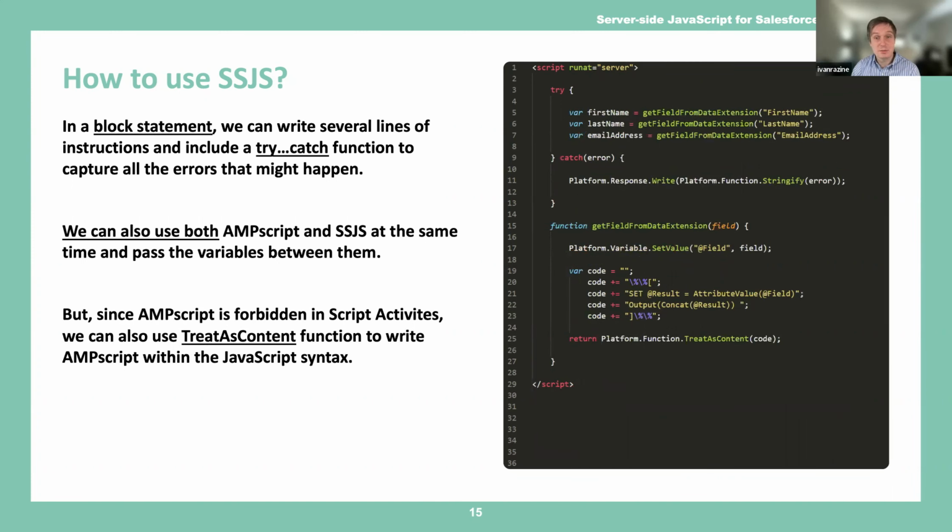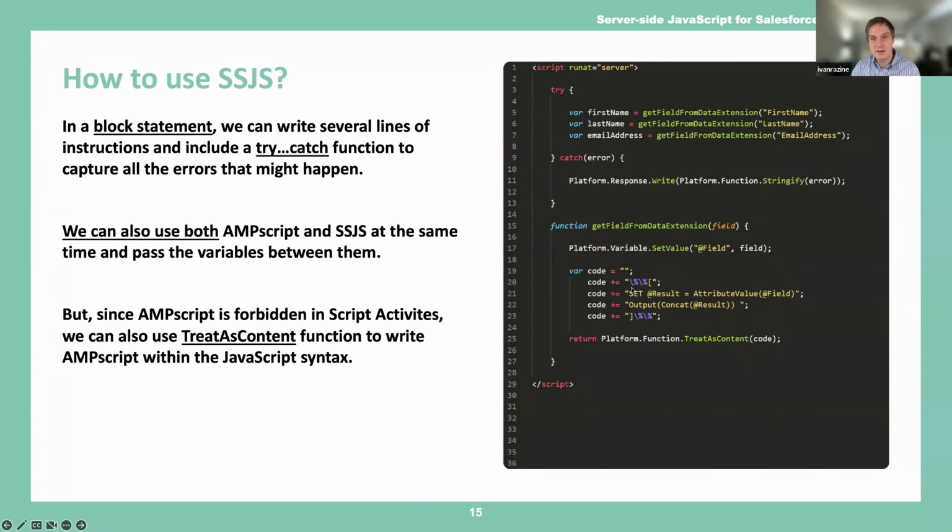And since Ampscript is forbidden in script activities, you can use a magical function called TreatAsContent to write Ampscript within the JavaScript syntax. That's what I meant when I was talking about mixing Ampscript and server-side JavaScript. So basically, this example you can use in a script activity, right? Because there is no Ampscript here. There is Ampscript, but it's rendered through the TreatAsContent function.